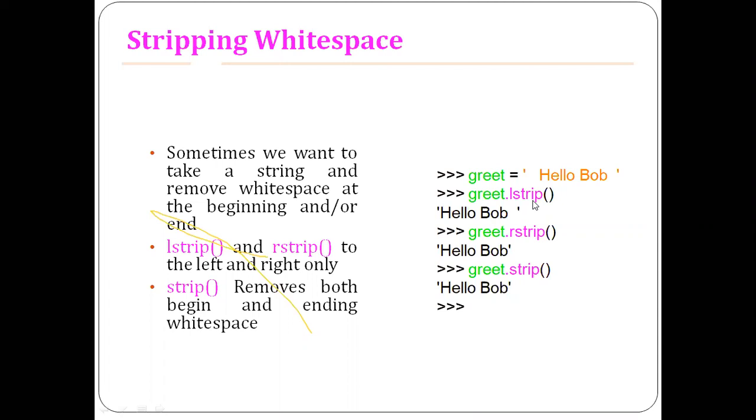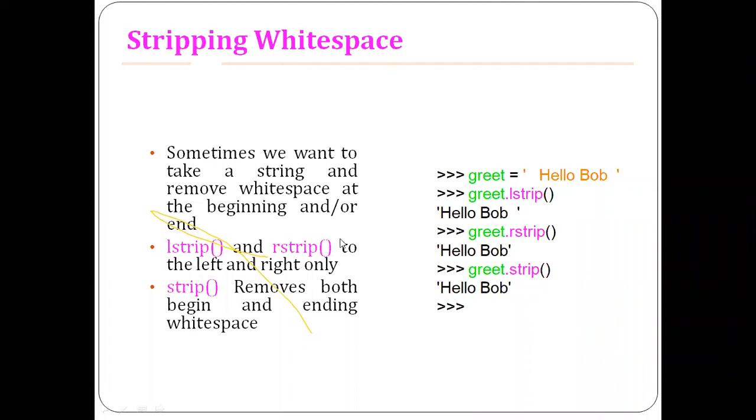What I am doing is that I remove white space on the left side. If I do rstrip, then I'm just removing the white space on the right side. And if I apply strip, then I'm removing both the white spaces, the left side as well as the right side, right? That is the whole idea of stripping the white spaces.